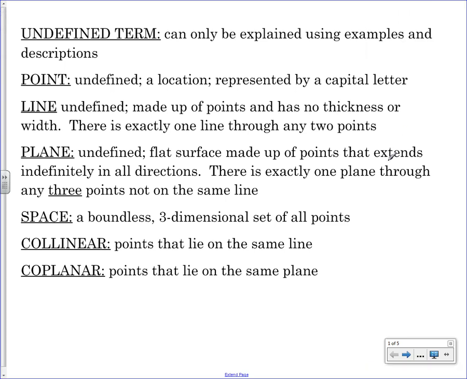All right. We are on chapter 1. It's called Tools of Geometry. Section 1-1 is points, lines, and planes. So don't look at that yet. What we're going to do is talk about vocab. So geometry has a lot of vocab in it.